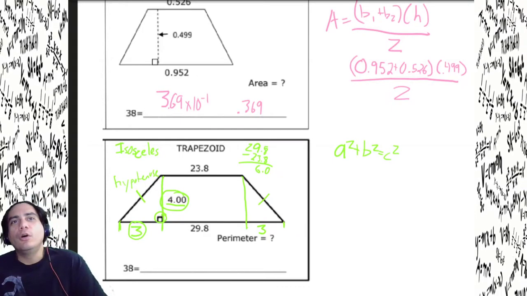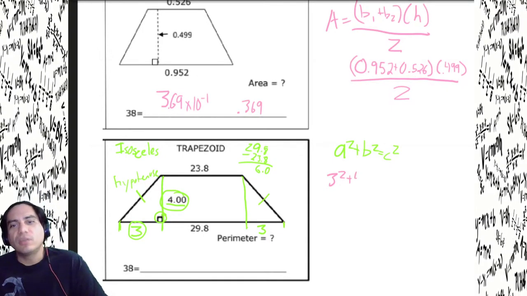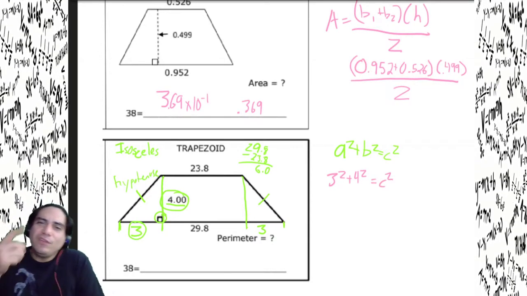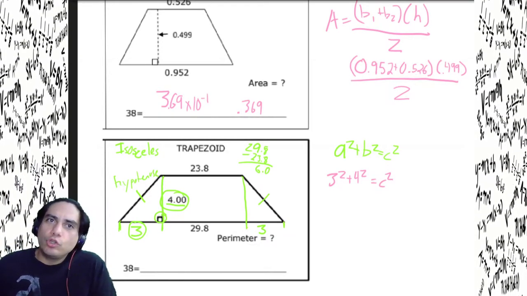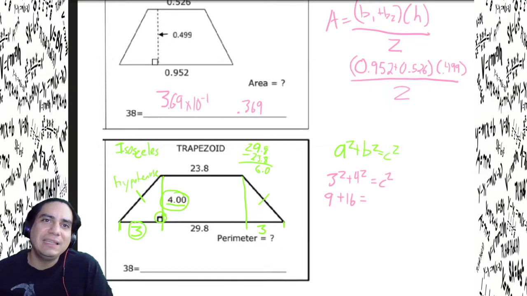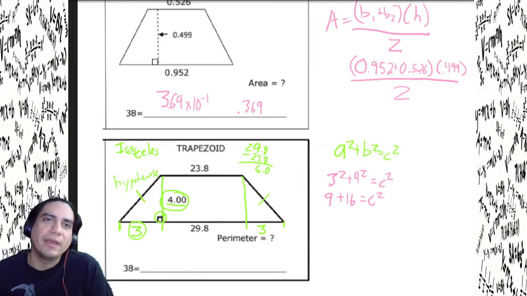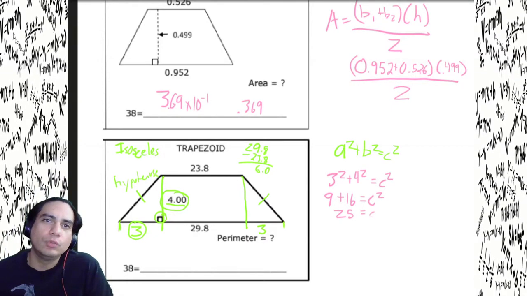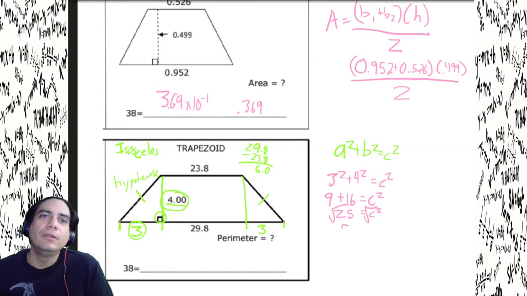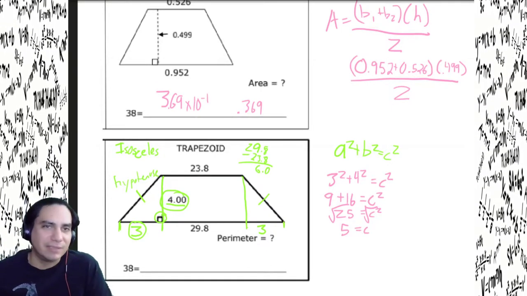So we're gonna go ahead and do 3 squared plus 4 squared equals c squared. Now, if you know mathematics, you know your triples. It's a super easy problem, because 9 plus 16 equals c squared, and that turns into 25 equals c squared. So we square root both sides. And guess what? Our hypotenuse here is going to be 5.